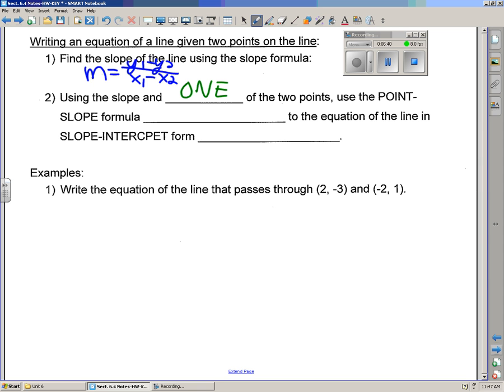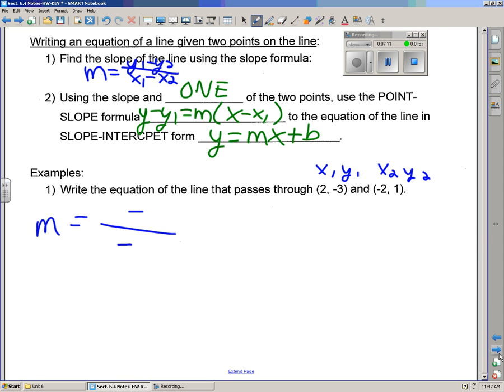Of the 2 points, you're going to use the point slope formula, y minus y1 equals m, x minus x1, and you're going to use that to get the equation of the line in slope-intercept form. And you want to finally get back to y equals mx plus b. Seems like a lot, not terrible. So you've got x1, y1, x2, y2. You need to find the slope.